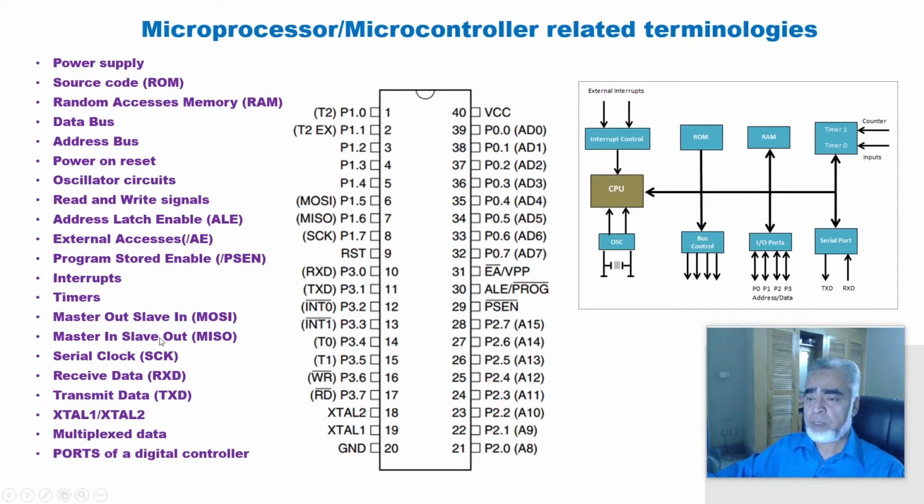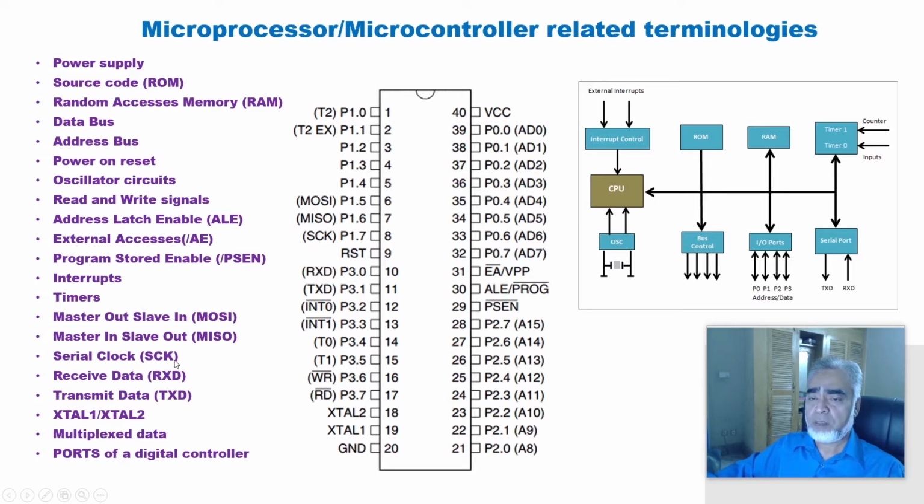We have interrupts. Here we can see interrupt 0 and interrupt 1. Timers are here, port 3.4 and port 3.5. Master out slave in, MOSI. In some controllers we can find master out slave in, master in slave out, and serial clock to communicate over SPI, serial programmable interface.